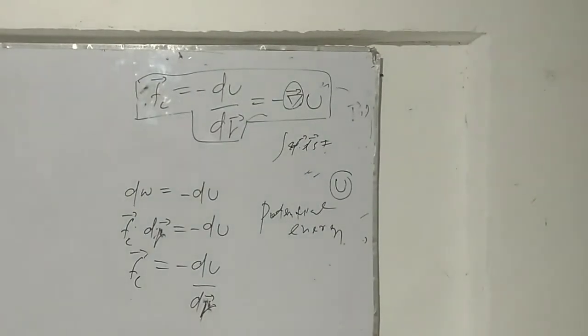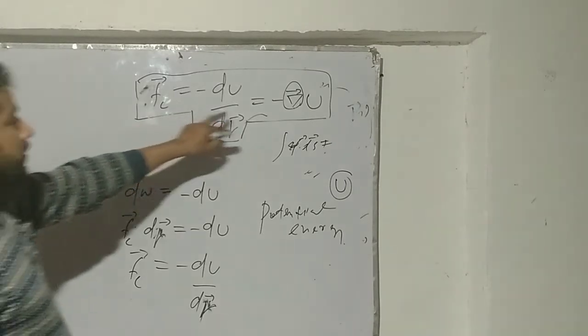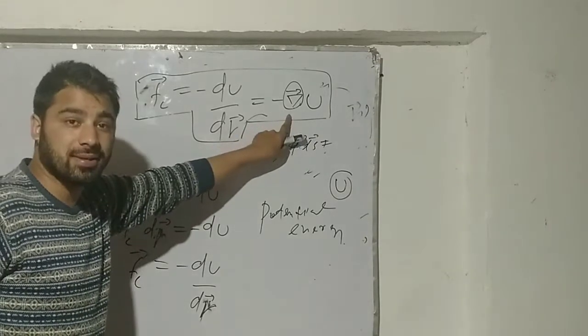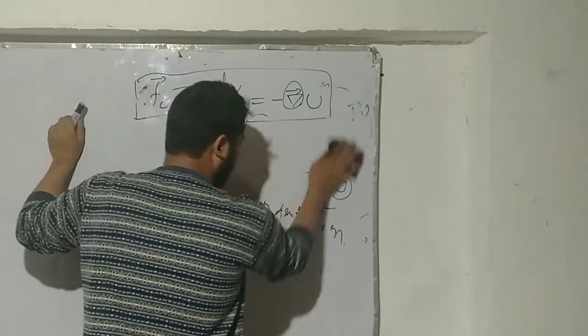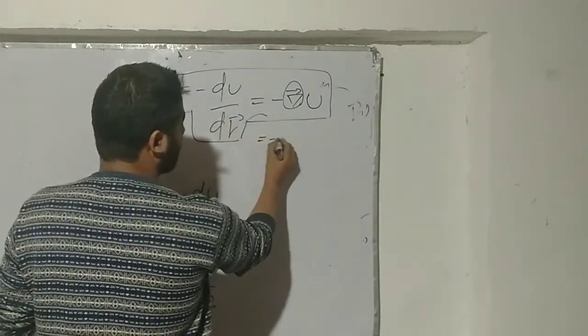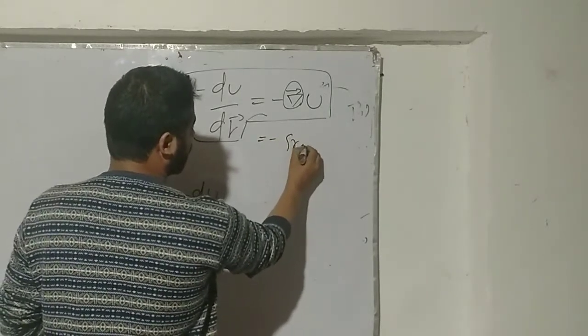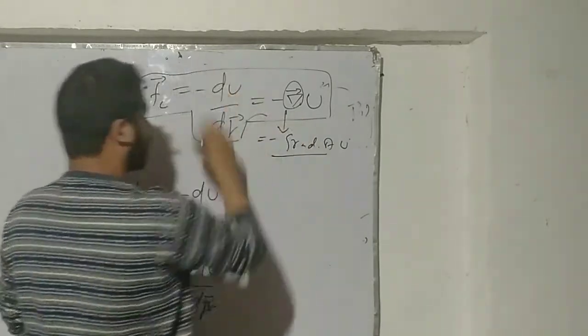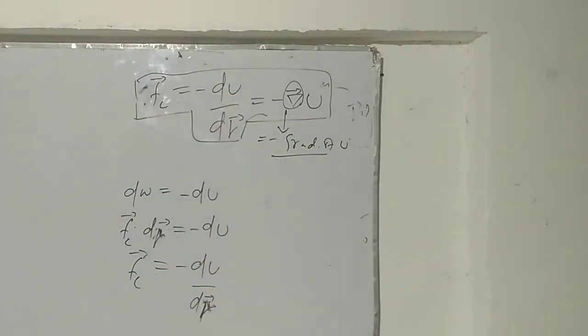So the important conclusion we have so far is that conservative forces can be written as a negative gradient of the potential energy. For advanced students, I will write the structure of this gradient here. It is basically read as the negative gradient of potential energy. This is what it means.